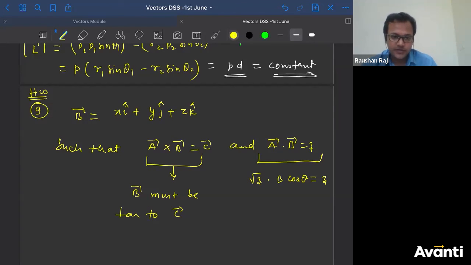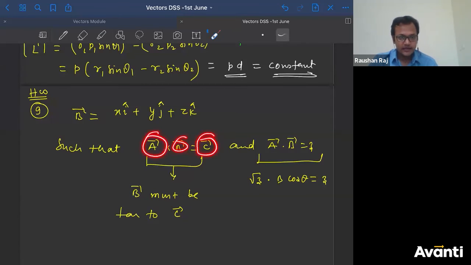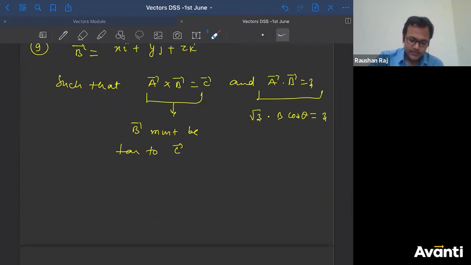Guys, click yes if you have understood the conclusions that I have made here. The first statement, A cross B must be C. That means B must be perpendicular to C, or you can say C must be perpendicular to B and A, both. Then second statement, A dot B is 3. That means root 3 is the magnitude of A, B is the magnitude of B vector, into cos of the angle between A and B, which is not known to us. So I am considering the angle between A and B as theta. So root 3 into B into cos theta will be 3. Got it? Let's move ahead.